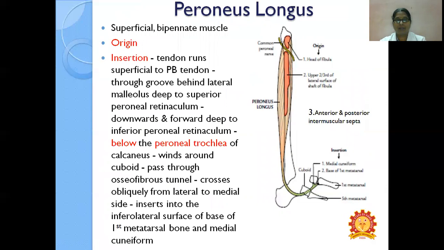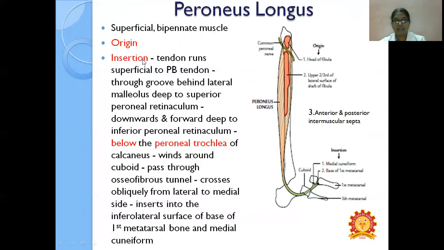So peroneus longus, you see, this is a peroneus longus muscle in this picture. It is superficial in location and a bipinnate muscle. So origin is from the head of the fibula. So it's a lateral compartment. Obviously, the lateral compartment bone is the fibula. So it is from the head of the fibula and upper 2/3 of the lateral surface of the shaft of the fibula, both from the head and the shaft of the fibula. And also a part arises from the anterior and posterior intermuscular septum. So mainly the bone is the fibula, and also the anterior and posterior intermuscular septum.